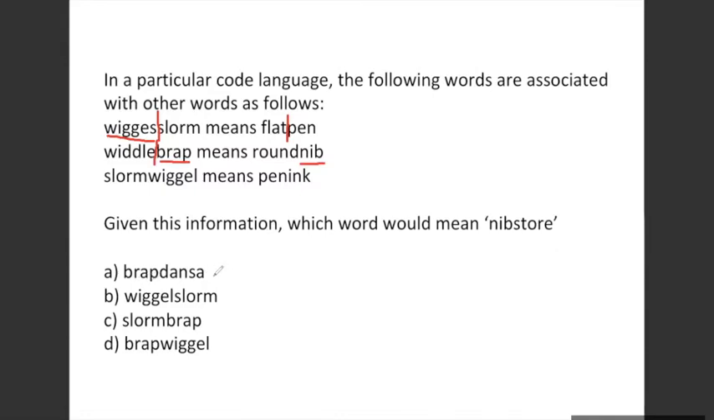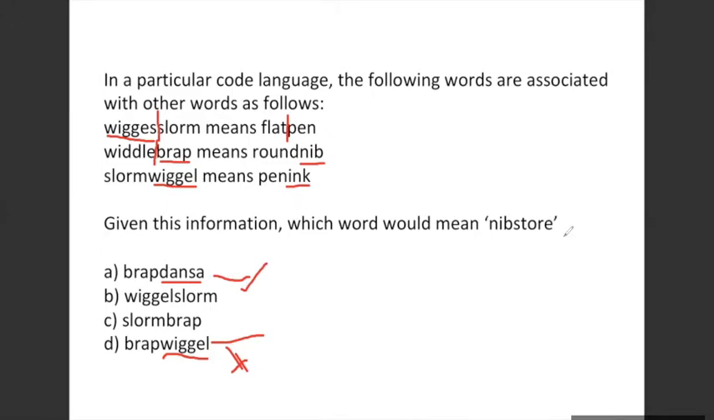In this case, we have two options, brap dancer and brap wiggle. Now there is no information about this word, but definitely there is information about this word, which is wiggle. So wiggle means ink in the third relationship. That's where option D is wrong. And the correct one is option A.